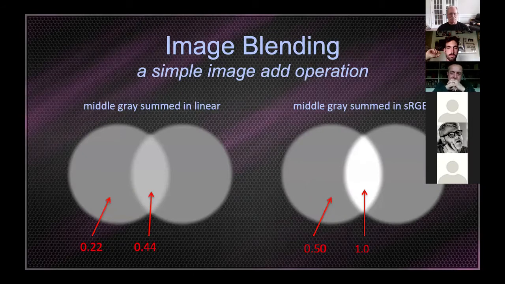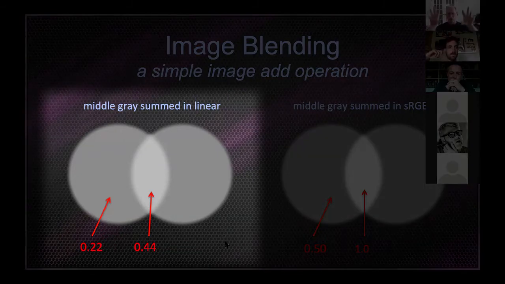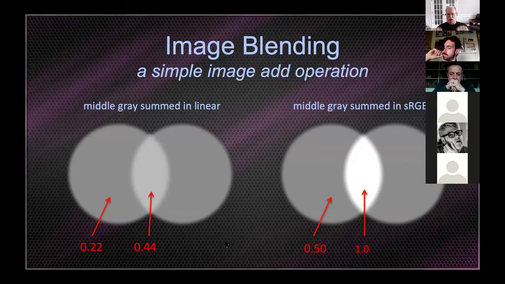Here's one example of a simple image operation and the huge difference we get. On the left, I have a middle gray. This is in linear, that I have summed together. Now in linear, 0.22 is a middle gray, 50% gray. I sum them together. Obviously, I'm going to get 0.44. I do the same operation in sRGB. 0.5 is a middle gray. I sum them together, and I get this huge white spot. This over here on the left is what it would look like if you took 2 spotlights and crossed them on a stage. It would look like that in the middle. It would not look like the one on the right.